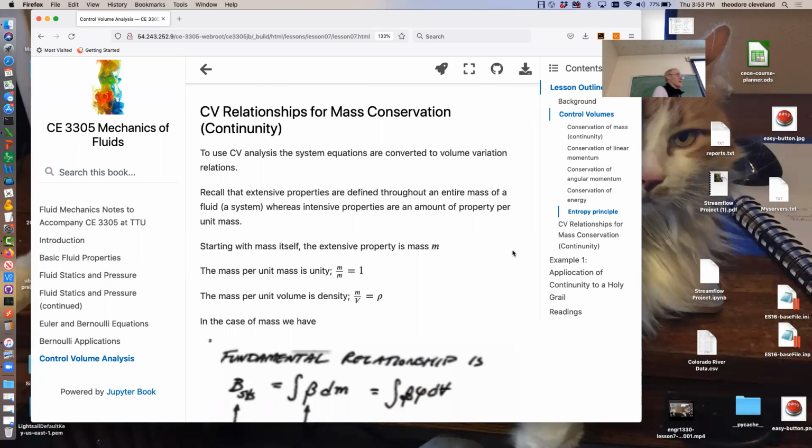So we'll just start with continuity, which is the subject of the chapter that starts on page 177 of the book. And we're simply going to apply the control volume principles to the definition of mass and see what we get out of that. Just a quick reminder, remember that extensive properties are properties that are defined for an entire system. So for example, if the system is your body, your mass or your weight is your extensive property.